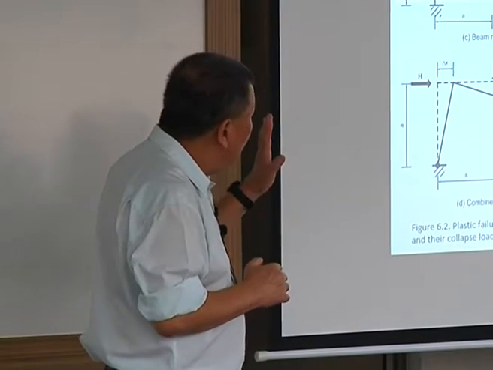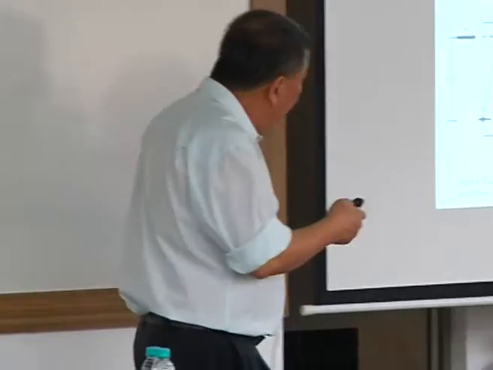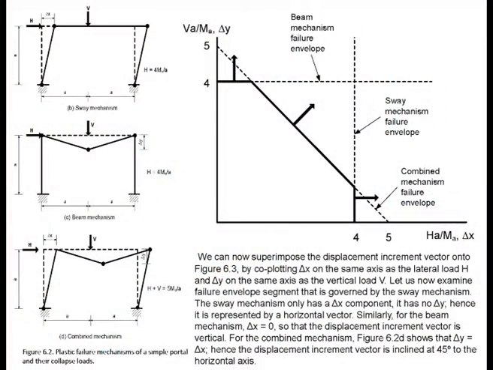And I won't go through the mathematics. I didn't show any of the algebra here, in fact. I've shown a simple frame here with 3 modes of collapse. If this is the first mode of collapse, where your horizontal load is much larger than the vertical load, basically you push the frame and it just falls over. That is what I would call a sway mode, the sway mechanism. And the sway mechanism is governed by the limiting horizontal load, given by this thing. This is the limiting horizontal envelope.